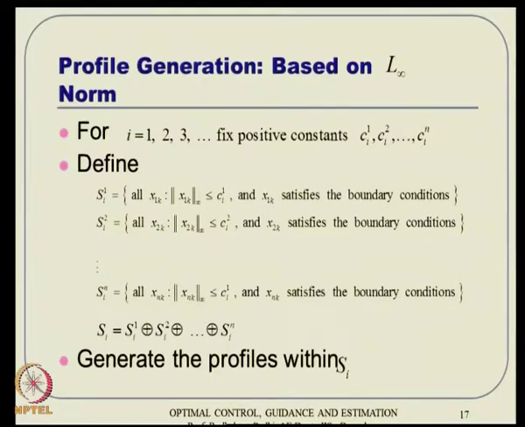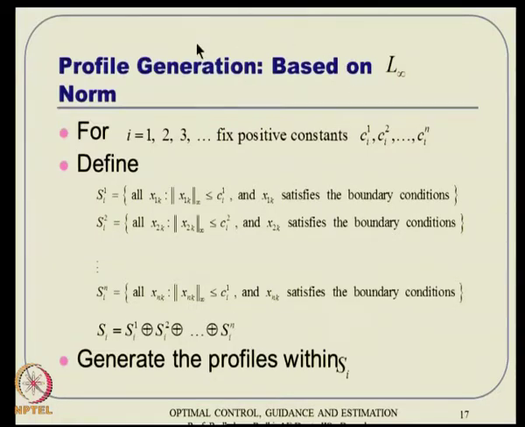You can decompose these state values into various components, x1, x2, x3, x4, which are the components of the state vector, in the distributed parameter sense only. Then you can say that the x1k infinity norm has to be less than some value, and the x2k infinity norm has to be less than or equal to some value, and so on. And then you finally say that my SI, the domain of interest for me, is the direct sum of these sets.